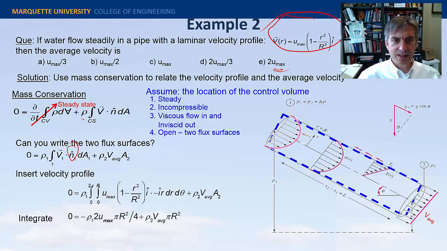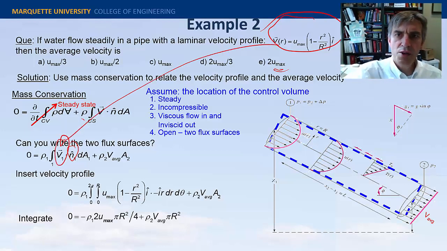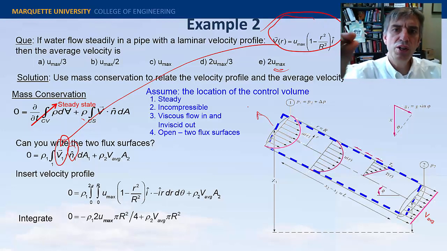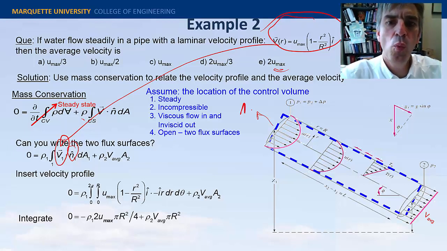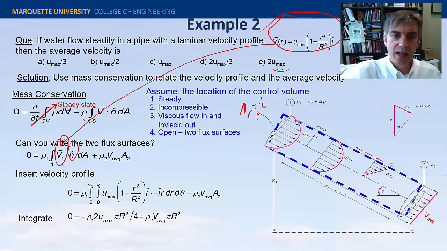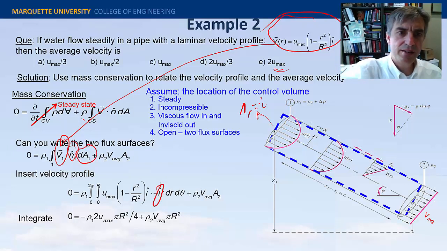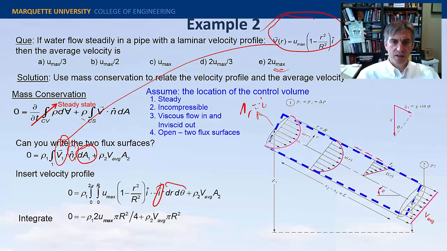So I insert the velocity profile here. This is what I was given. So as soon as you're given a velocity profile, you know you're going to have to integrate it. I insert the velocity profile. I know that the unit normal here in 1 is equal to minus I. So that goes in right there, and that's where the minus sign comes from. The differential area is r d theta, so that's where that comes from.